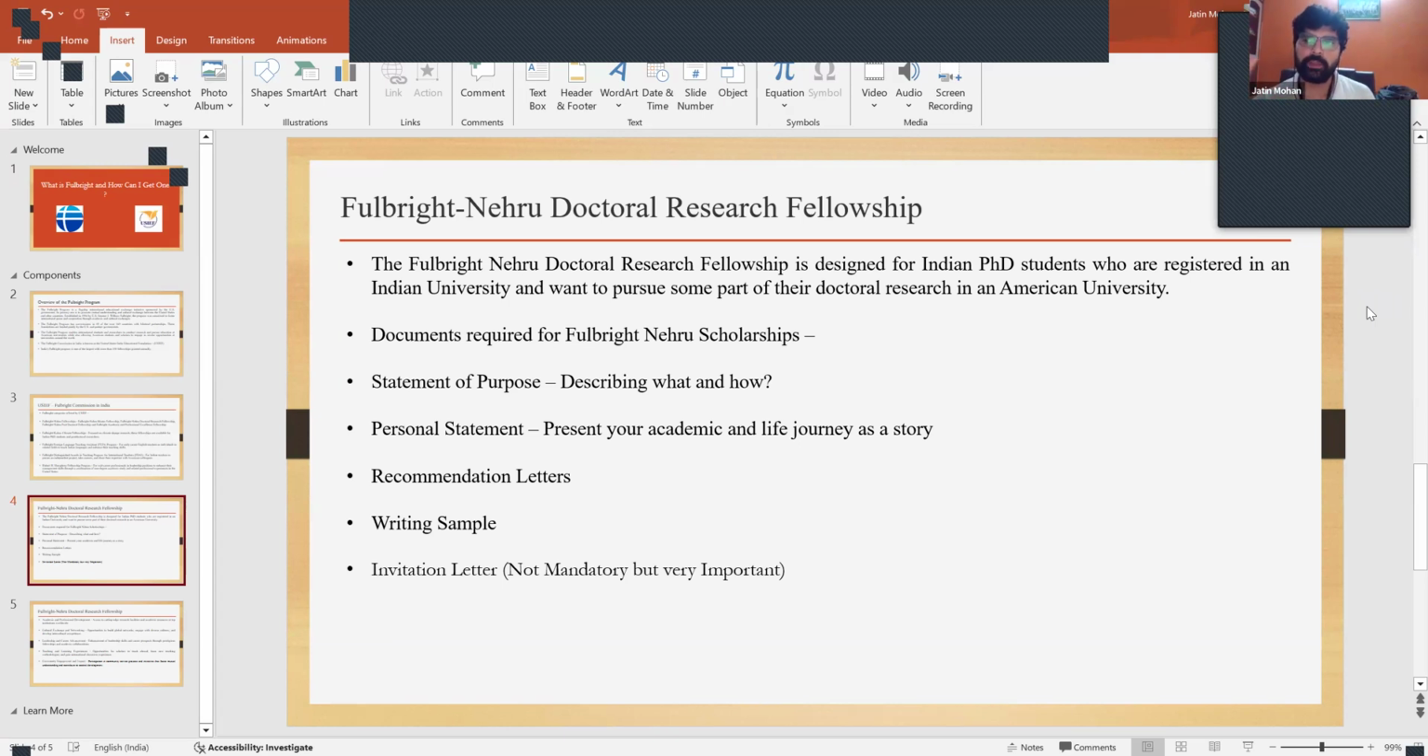So what are the documents required? Now I've described what Fulbright is. Now I'll describe, in brief, what the documents required for the Fulbright Nehru scholarships are, what is required for them, and what the processes are you need to make it happen. First, you need a statement of purpose. It's a document which you have to write, not more than 1.5 pages long, where you have to describe what you are going to do.